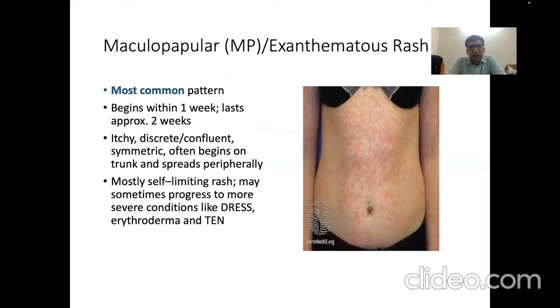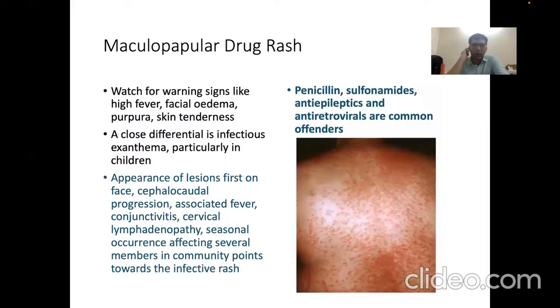Now, first is the maculopapular or morbilliform rash. This is the most common drug rash. Begins within 1 week, lasts for 2 weeks. Itchy, discrete or confluent, symmetrical, often begins on trunk and spreads peripherally. Mostly self-limiting rash, can progress to severe conditions. Drugs causing it are penicillin, sulfonamides, anti-epileptics, and antiretrovirals.